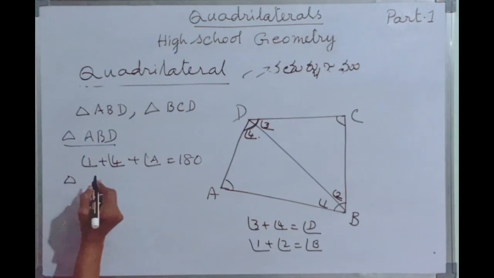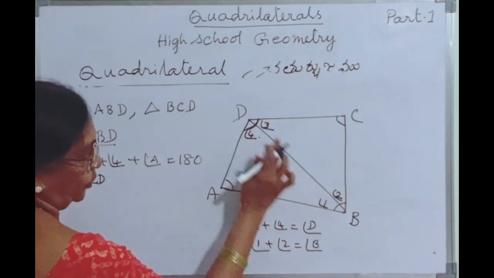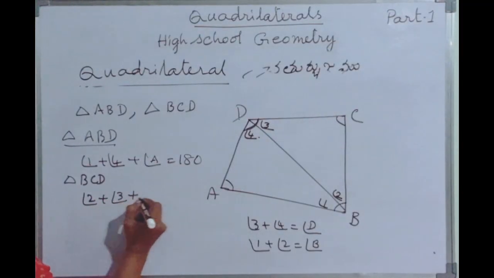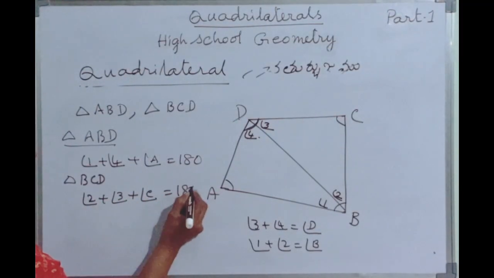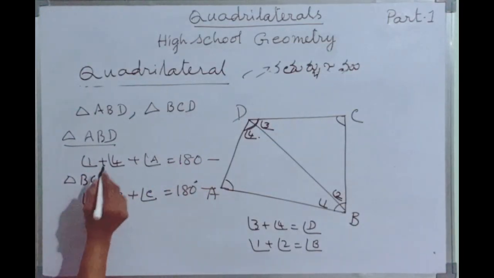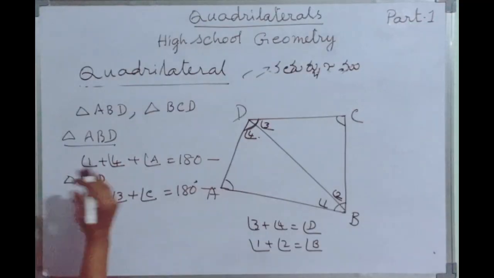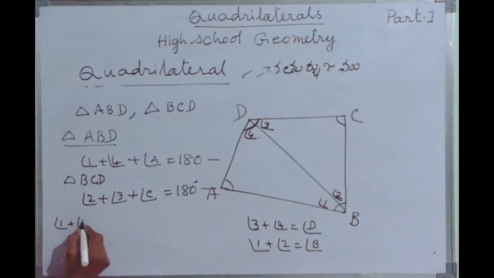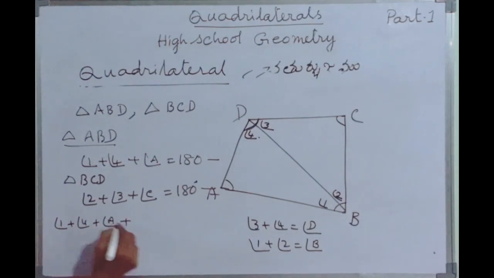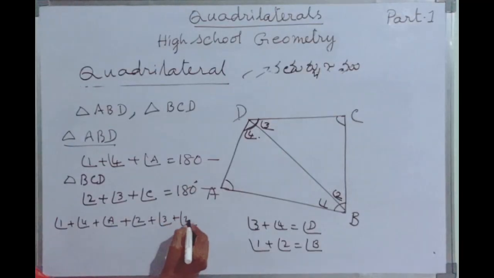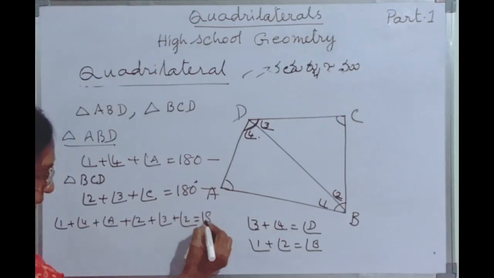Similarly, consider the triangle BCD. So, angle 2 plus angle 3 plus angle C is equal to 180 degrees. Now, adding these two equations, the sum of the left side terms is equal to the sum of the right side terms. So, on the left side, angle 1 plus angle 4 plus angle A plus angle 2 plus angle 3 plus angle C is equal to 180 plus 180.